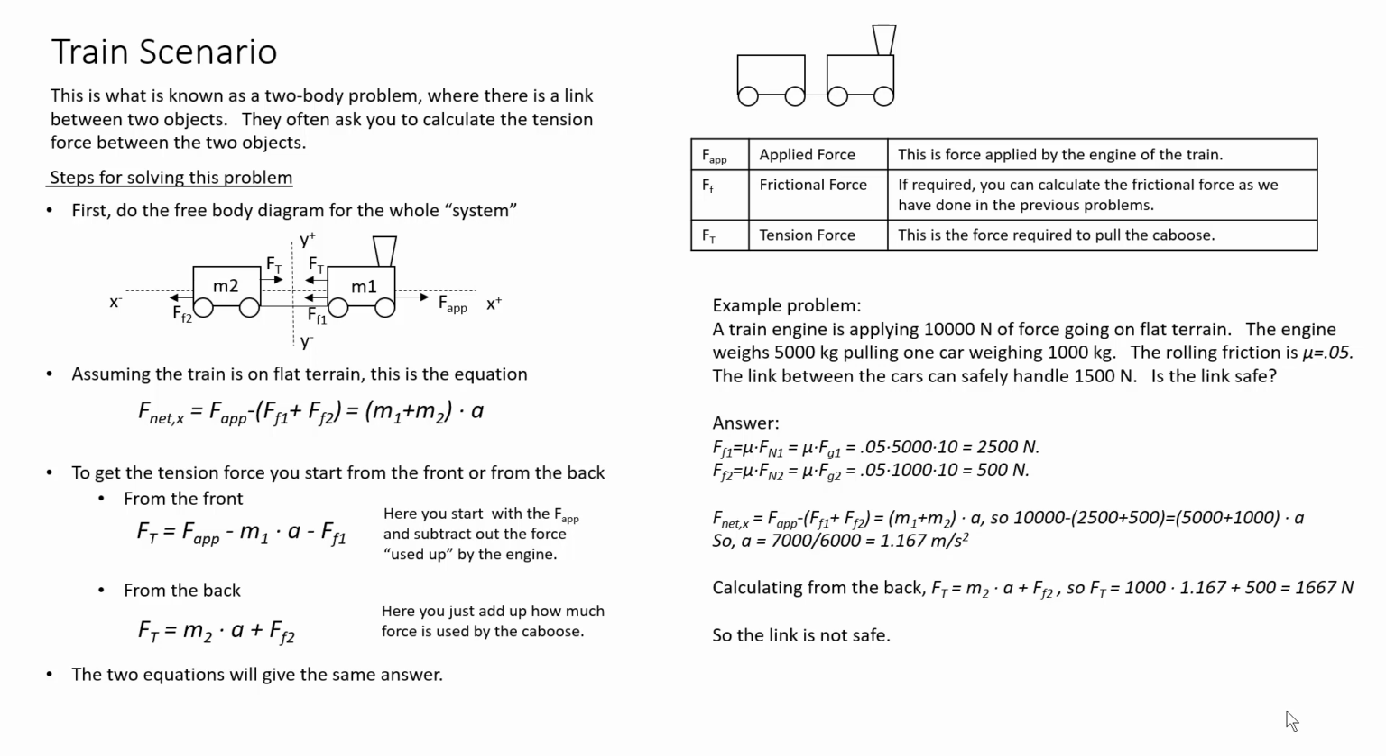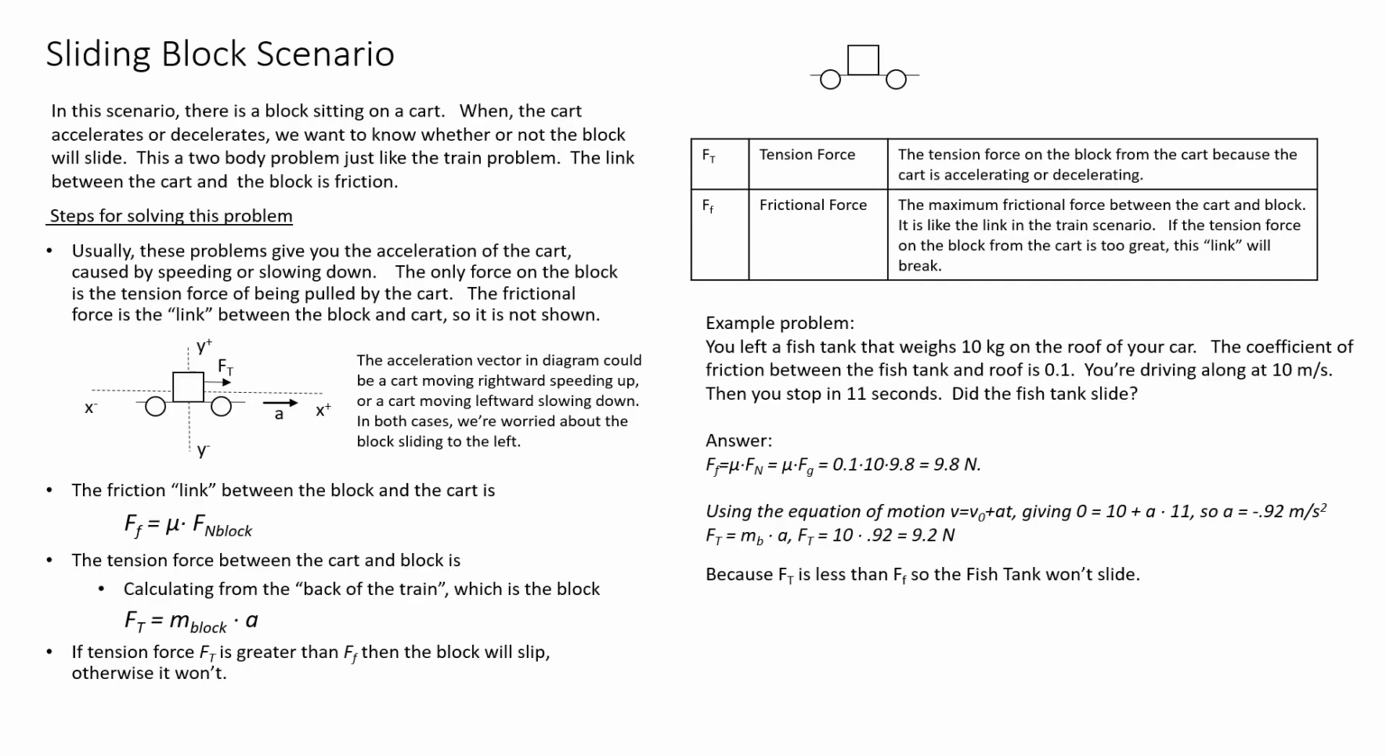Now we're going to go to the next example, which is the sliding block scenario. This is also a two-body problem, and the two bodies are the cart and the block. The cart is like the engine, and the block is like the caboose. When the cart accelerates or decelerates, we want to know whether or not the block will slide. In these problems, they'll usually give you the acceleration of the cart, and that could either be speeding up or slowing down.